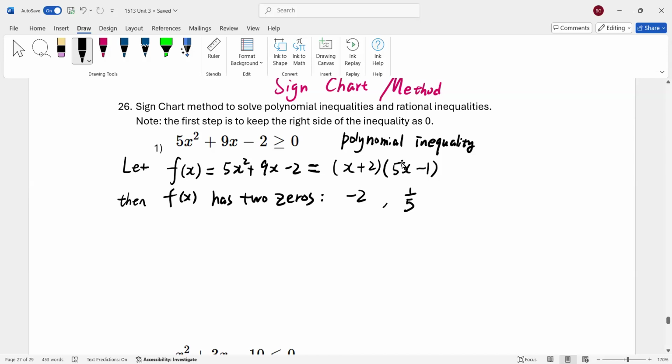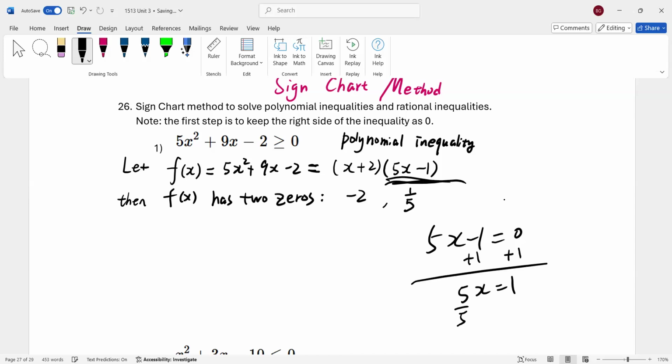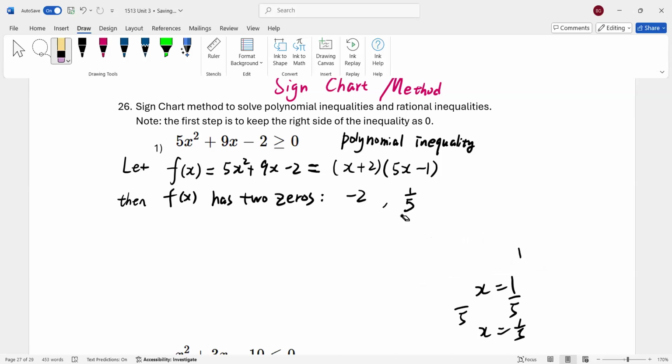If we plug in x equals 1/5, 5 times 1/5 is 1. 1 minus 1 is 0. If you don't see it, you can just let this factor 5x minus 1 be 0 and solve the simple equation. Plus 1, plus 1, we have 5x equals 1. Divide by 5, divide by 5, we have x equals 1/5. So that's how we find the 2 zeros. All right, and then we can start the chart.